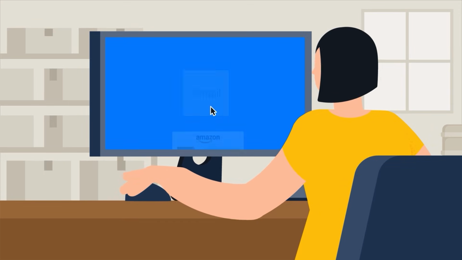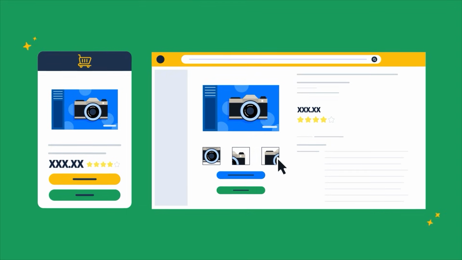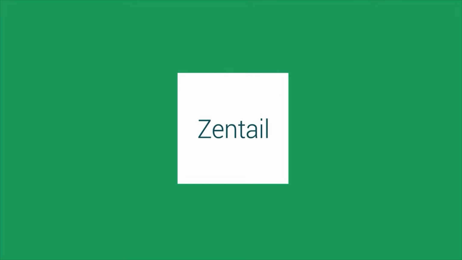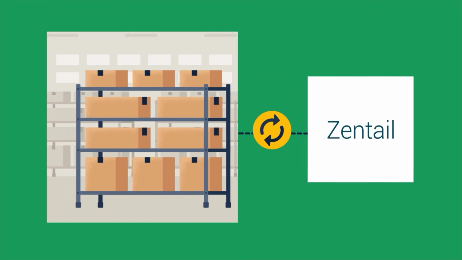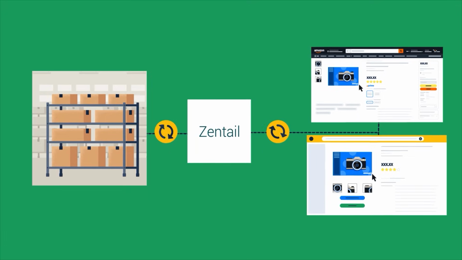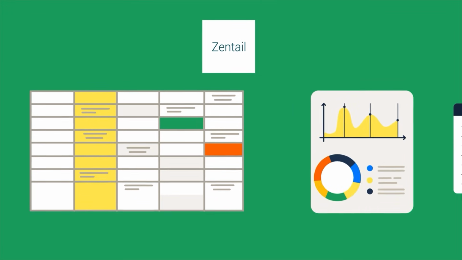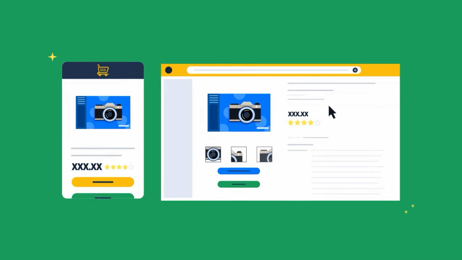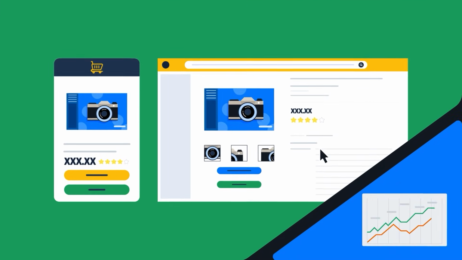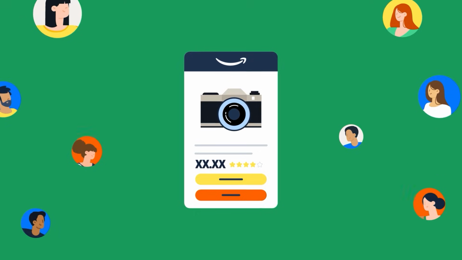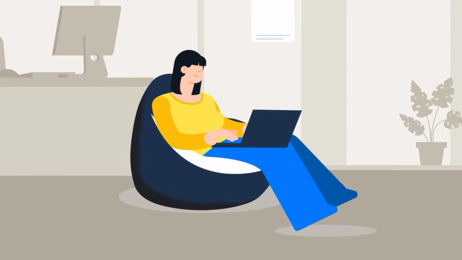Zentel provides sellers with multi-channel listing and fulfillment solutions. Use Zentel to download your Amazon product data and convert it into a comprehensive multi-channel catalog. The application synchronizes inventory and orders between Amazon and other sales channels. Zentel generates reports, data, and insights about your multi-channel listings and sales performance. These features collectively help you reach new customers, build brand recognition, and increase sales.